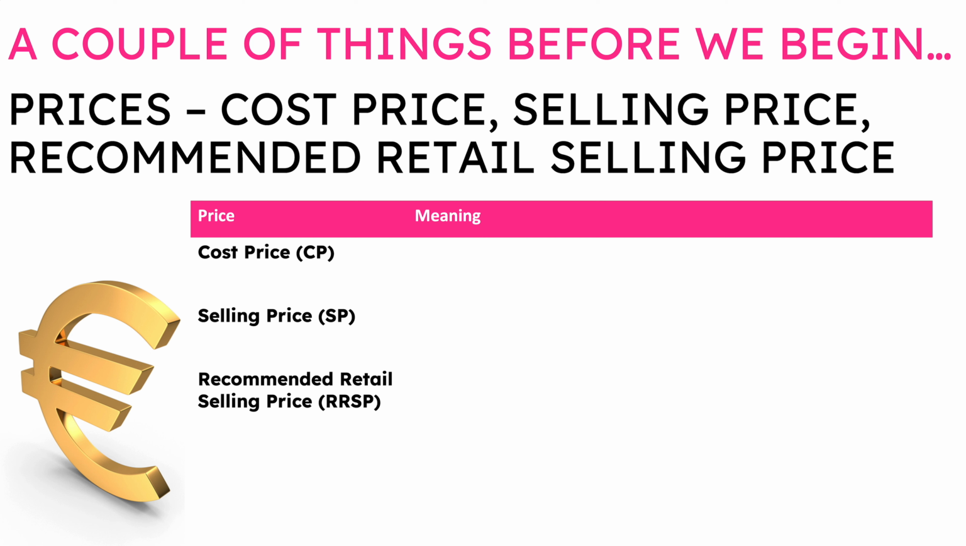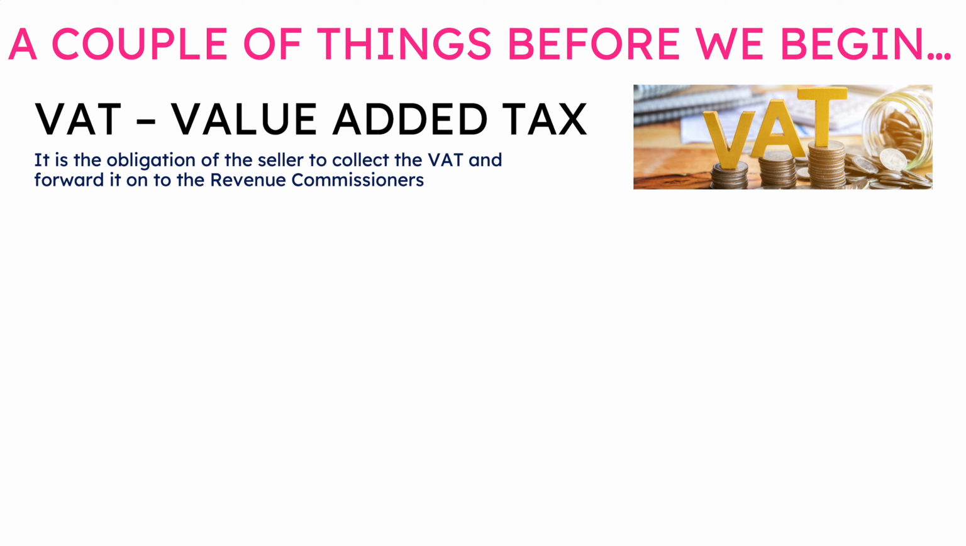And recommended retail selling price is on an invoice received from a creditor showing how much your supplier recommends you sell the products to your customers for, or on an invoice sent to a debtor showing an RRSP, how much you recommend your customer sell the products to their customers for. As well, we also need to take a look at VAT. So what is VAT? VAT is value added tax. It is the obligation of the seller to collect the VAT and forward it to the Revenue Commissioners.